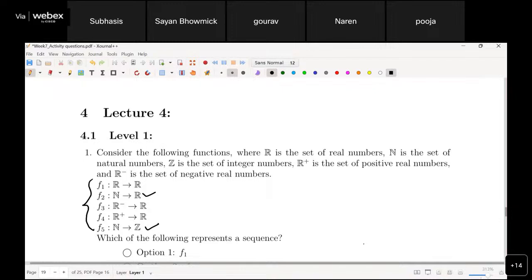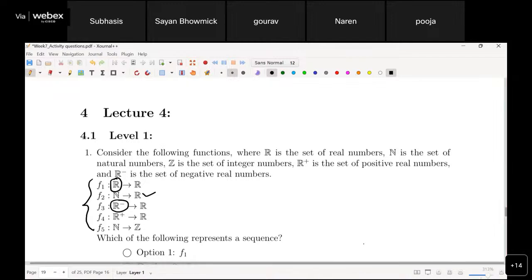Correct. As you can see, this one is certainly not a sequence, because the domain is different. Here it is R, so this can't be a sequence. F2 is correct because the domain is the set of all natural numbers. F3 is incorrect because the domain is the negative real line. F4 is a similar argument, and F5 is basically a map from N to Z.